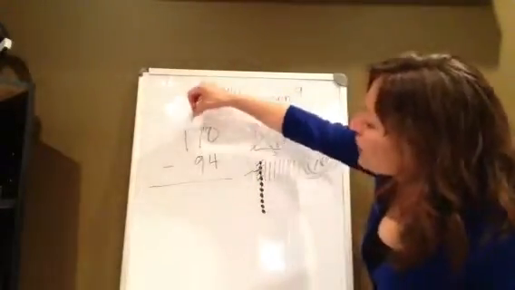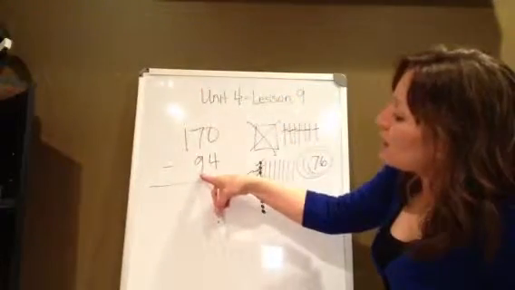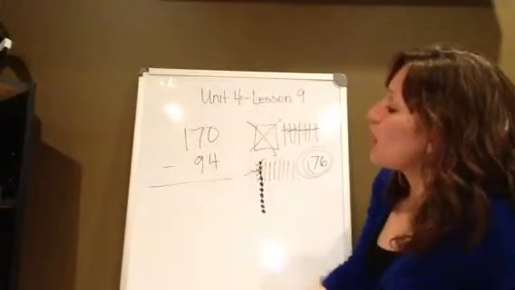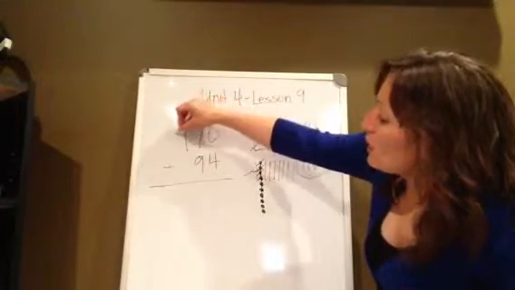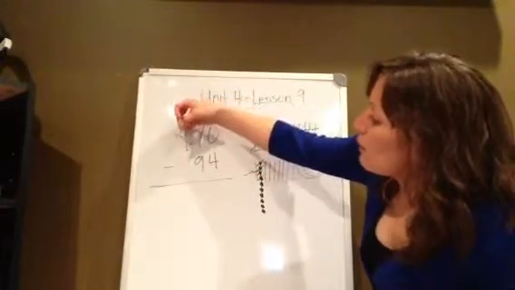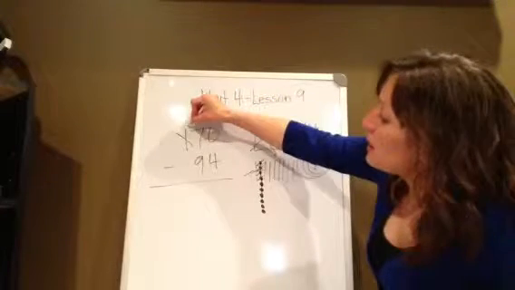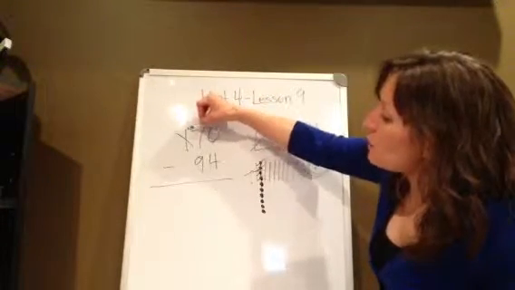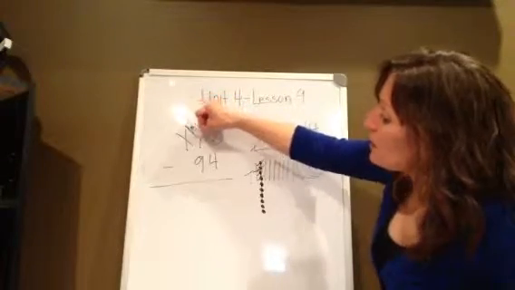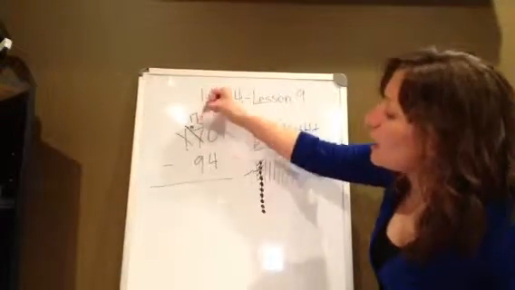I have 100 here, and I have 9 tens on the bottom and 7 tens on top. Can I take 9 away from 7? No. So I'm going to need to break my 100. When I break my 100, I'm going to get 10 tens. So I have 10 tens plus 7 tens. 10 plus 7 is 17 tens.